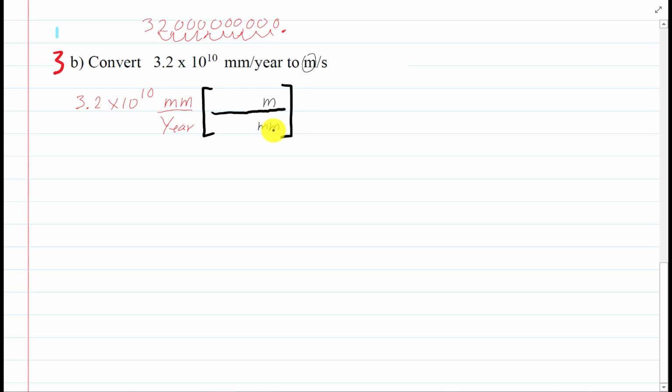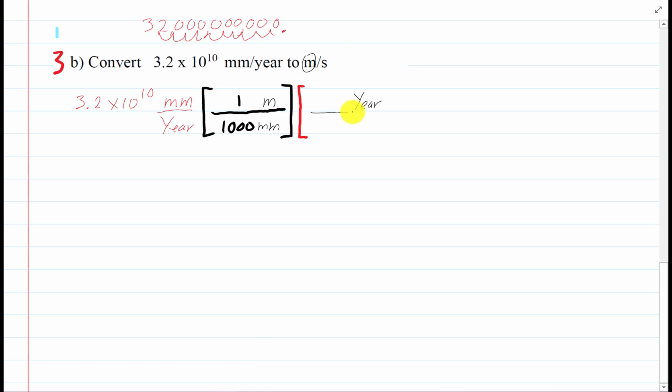How many meters are in a millimeter, or how many millimeters are in a meter? Well, it's 1,000. 1,000 millimeters is 1. There's our first conversion bracket. Let's do our time conversion brackets now. Okay, the next one, we'll want to get rid of the year. So we'll put year up top here.